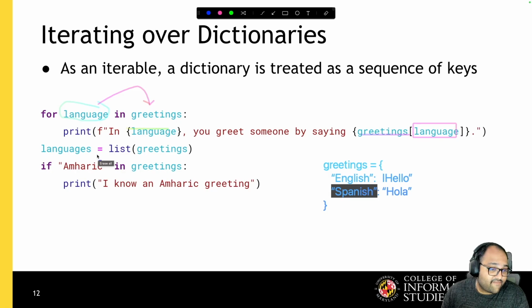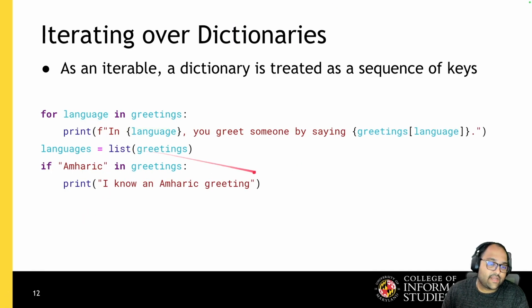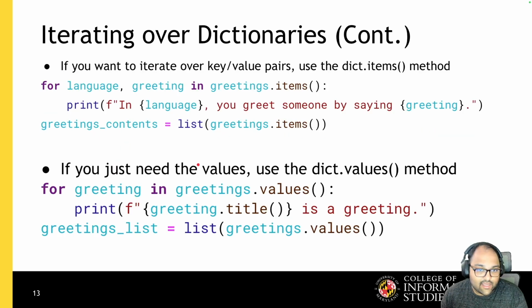You could also convert it to a list. So languages is equal to list of greetings. And if blah, blah, blah in greetings, print I know blah, blah, blah, right? So you can convert it easily to other things.